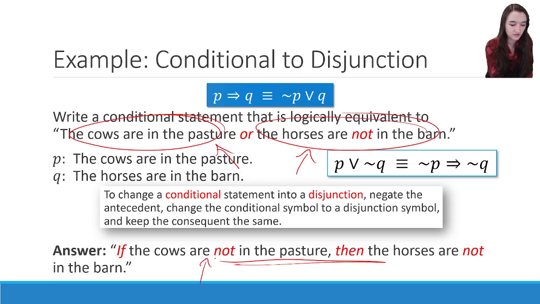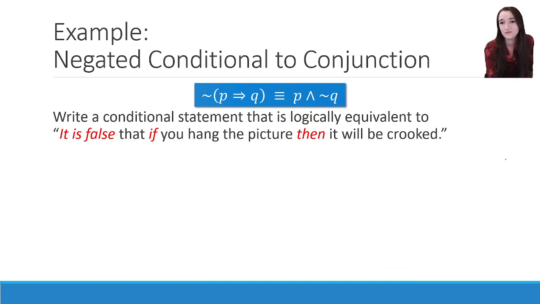If this one isn't true, so if the cows aren't in the pasture, then the horses have to not be in the barn. That's why they're equivalent. But we have truth tables to figure that out for us instead of having to really think it out. Next, let's try taking that negated conditional into a conjunction.